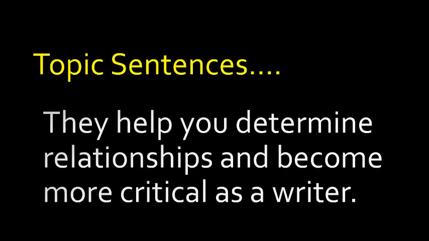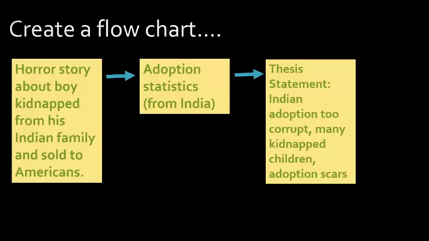Topic sentences help you determine relationships and become more critical as a writer. So I urge you to create a flowchart when you have gotten halfway through your paper and you've done a lot of research and suddenly that paper seems big and complex and difficult to figure out and you don't know what to do next. Create a flowchart and look at what you have, write out just a few words and try to figure out what goes where.